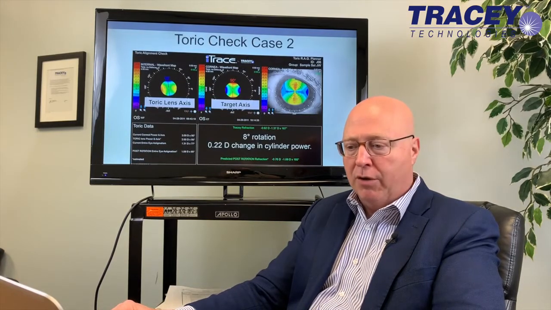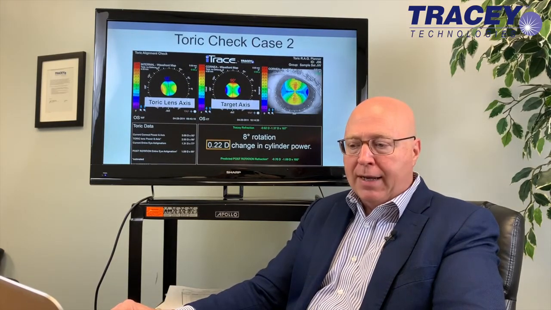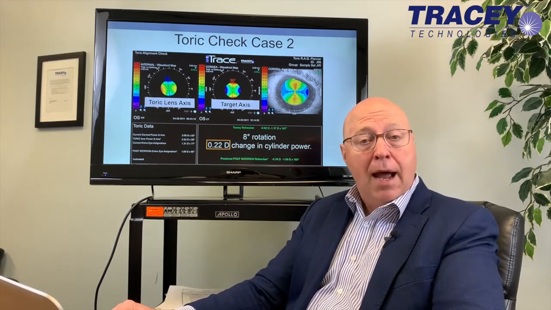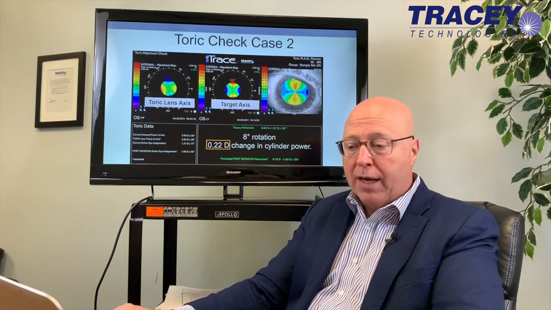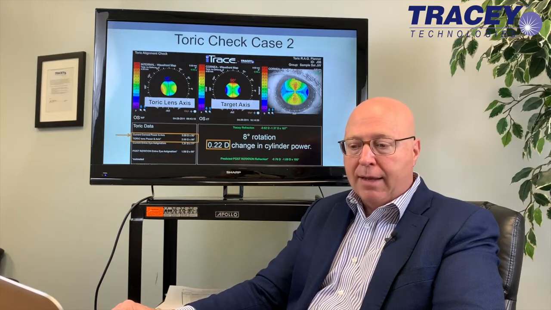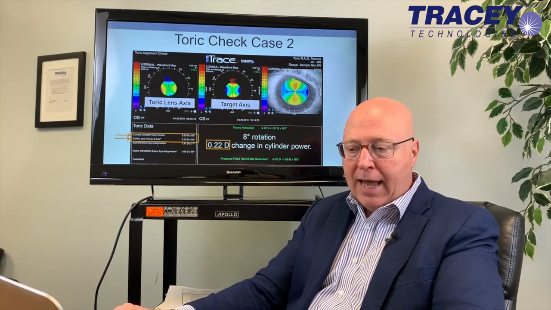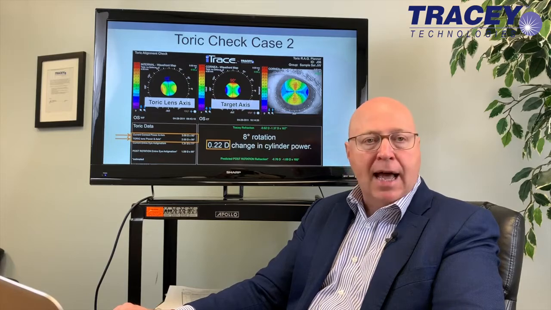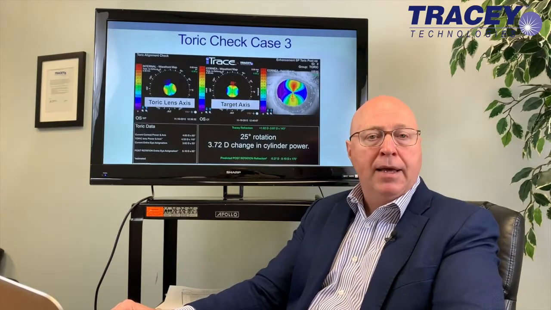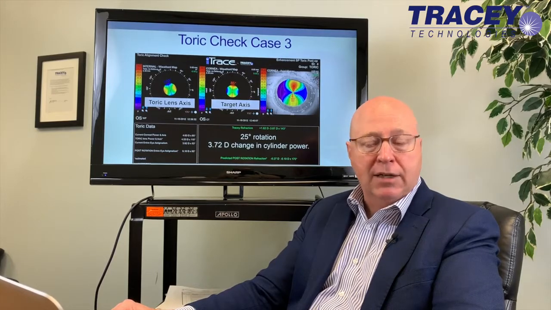Let's take a look at a couple of cases and try to learn some pearls along the way. Here you have a toric lens axis and target axis that's 8 degrees off. Is that significant? No. It might be with a big toric, but on a small toric, it only affects a quarter diopter. That's not enough to rotate. When you look at the box on the left, you see that the problem is that the lens you implanted is not strong enough to offset the cornea. So rotation is not the problem.